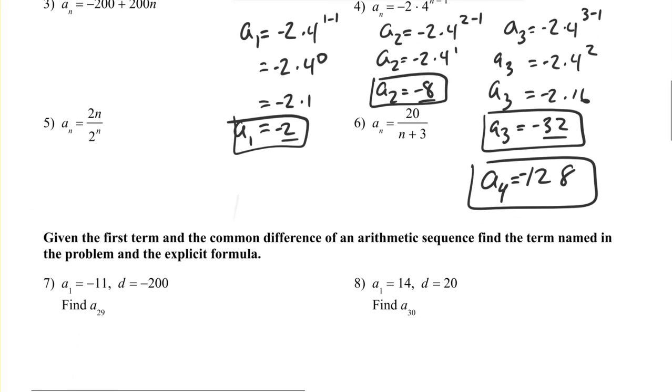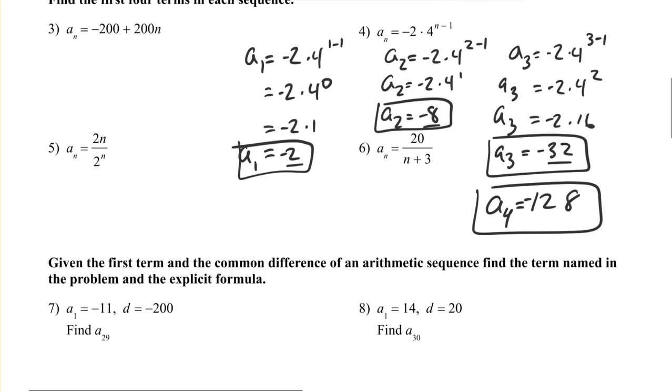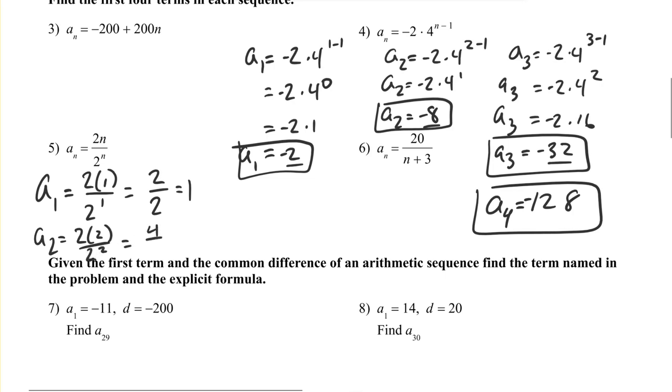Our next one, 5. A sub n equals 2n over 2 to the n. A sub 1 is going to be 2 times 1 over 2 to the first power. So that's 2 over 2, which equals 1. So our first term is 1. Our second term would be 2 times 2 over 2 to the second power. So that's going to be 4 over 4, which is 1.